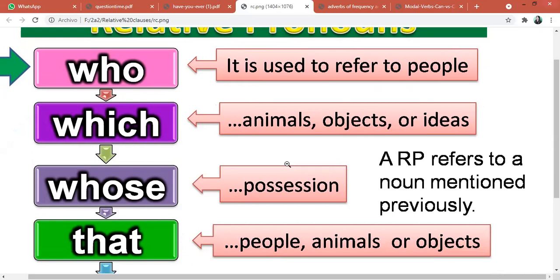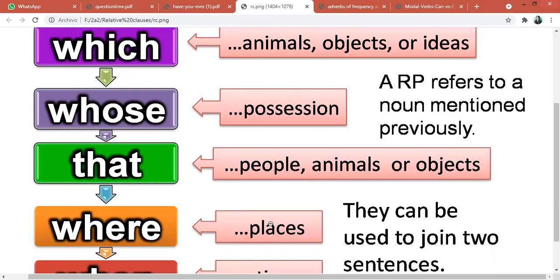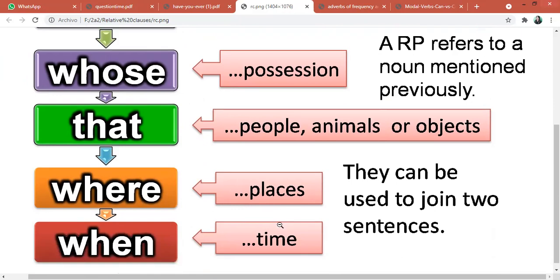We have which, that is about animals, objects, or ideas. We have whose, that is about possession. Whose this cell phone. We have that, it's about people, animals, or objects. We can use where to describe places, and we use when to talk about time, a specific time, okay?